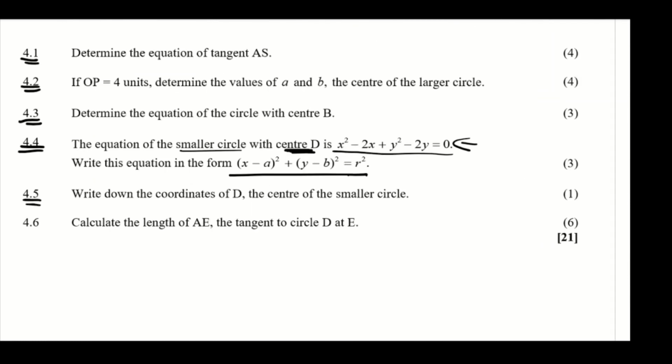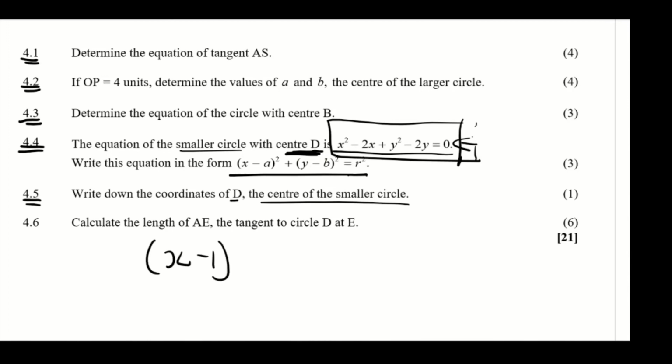4.5 says to write down the coordinates of D, the center of the small circle. Remember that in 4.4 we were told that D is the center. The equation has a center of D, and we found the equation with the center D to be x minus 1 squared plus y minus 1 squared equals 2, right? So we found this equation.